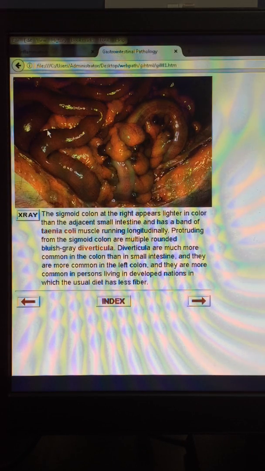Okay? Any question about lower GI tumors so far? So, let's start.